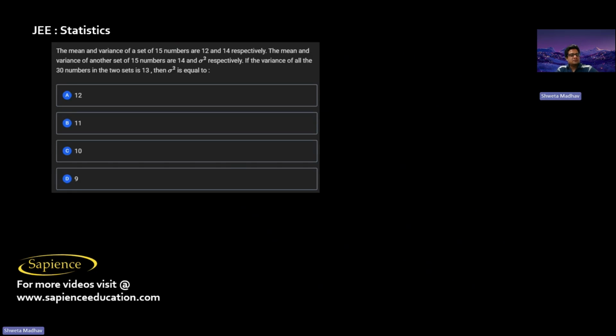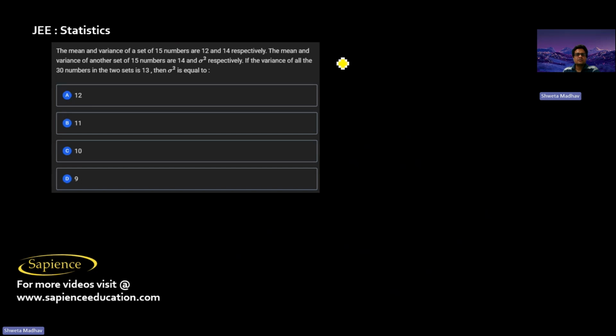Where it is told that the mean and variance of a set of 15 numbers are 12 and 14 respectively. The mean and variance of another set of 15 numbers are 14 and sigma square respectively. If the variance of all the 30 numbers in the two sets is 13, then sigma square is equal to.